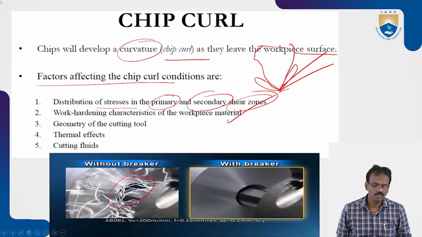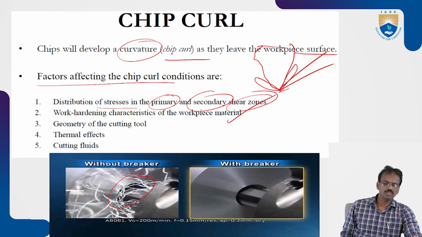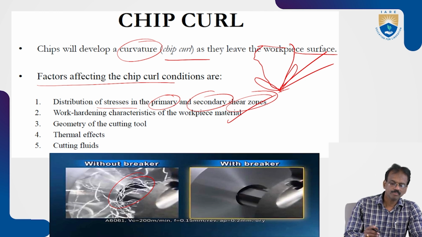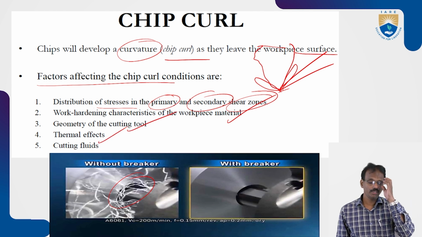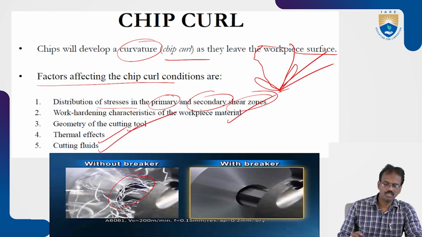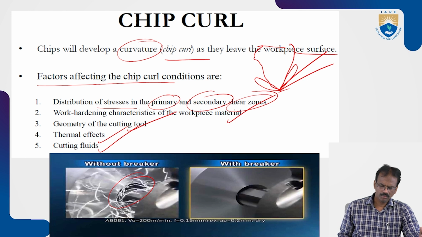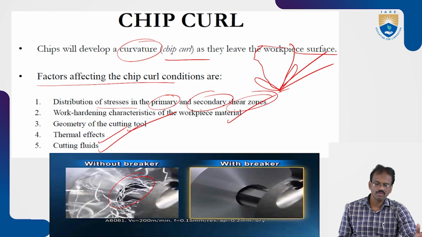Because of continuity, automatically those chips injure the operator also. Next, the geometry of the cutting tool will be disturbed because of this. Thermal effects, because high heat will be dissipated from these chips also. Next, cutting fluids are needed for these curlings. Because of these continuous chips, so many drawbacks are there. Just how to break the chips, so we can continue the machining process very smoothly.